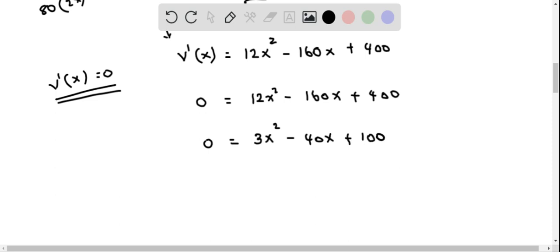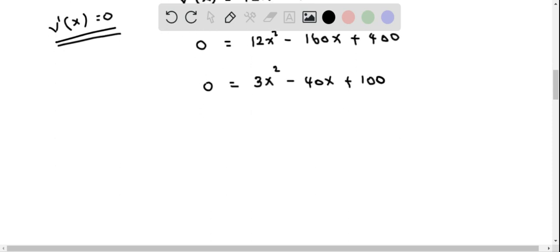Now this is basically a quadratic equation. We have to solve for x. You can solve it by factoring or by the formula method. So let's put this into factored form so that we can solve for x. We see that the product is 3 times 100, which is 300, and the sum is negative 40.